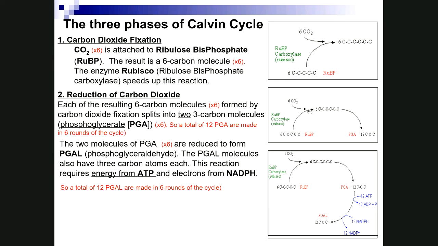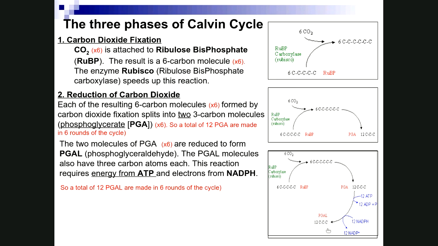In the next step, these 6-carbon molecules get split into 2 that have 3 carbons. Because we have 6 in total here, we're going to split 6 into 2. We're going to have 12, right? So we're going to have 12 3-carbon molecules. Those 3-carbon molecules are called PGA, or phosphoglycerate. The phosphoglycerate then in the next step gets changed to PGAL, phosphoglyceraldehyde. So we're going to have 12 phosphoglyceraldehyde. They all have 3 carbons.